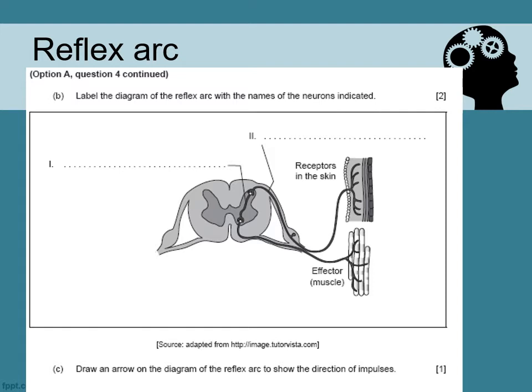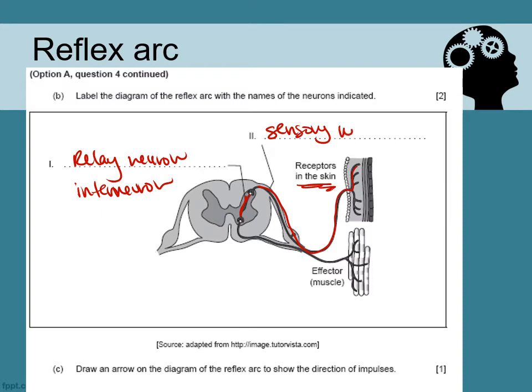All right, so hopefully you realize that this little neuron in the middle of the spinal cord is our relay neuron, also called the interneuron. Whoa, if I could spell interneuron. This guy, because we're coming from receptors in the skin, is going to be our sensory neuron. It's receiving information from the skin, the mechanoreceptors or the thermoreceptors in the skin. So this is our sensory neuron, sometimes also called our afferent neuron.